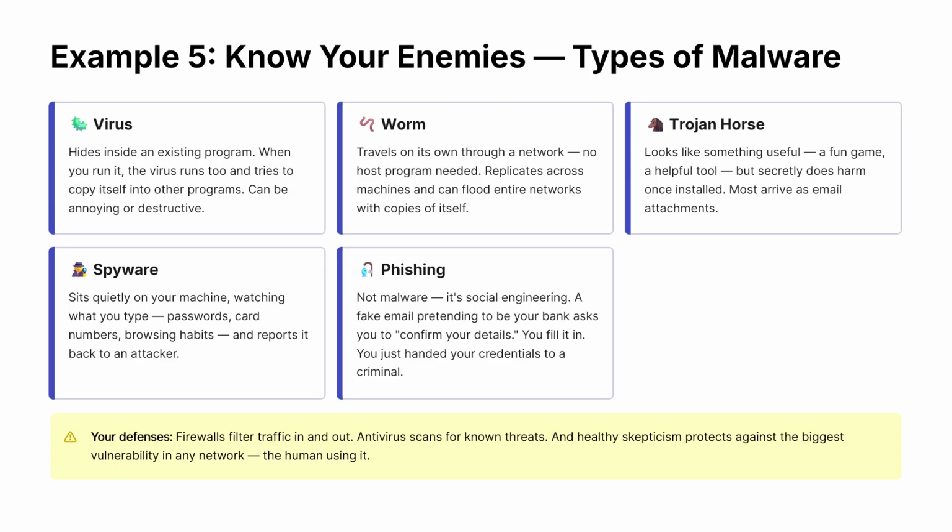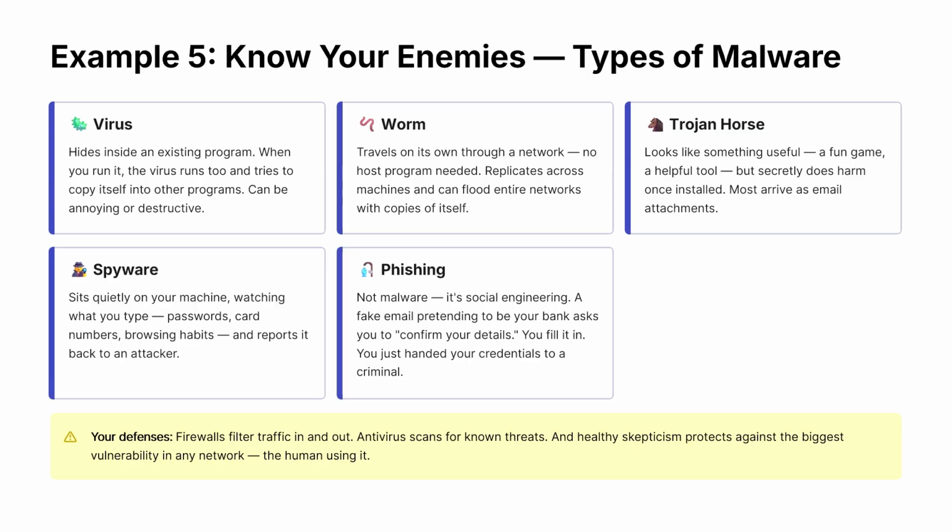A virus hides inside an existing program. When you run the program, the virus runs too and tries to copy itself into other programs. Some are just annoying, some destroy data. A worm is different. It travels on its own through a network, no host program needed. It replicates across machines and can flood entire networks with copies of itself. A Trojan horse looks like something useful, a fun game, a useful tool, but it secretly does something harmful once installed. Most Trojan horses arrive as email attachments.